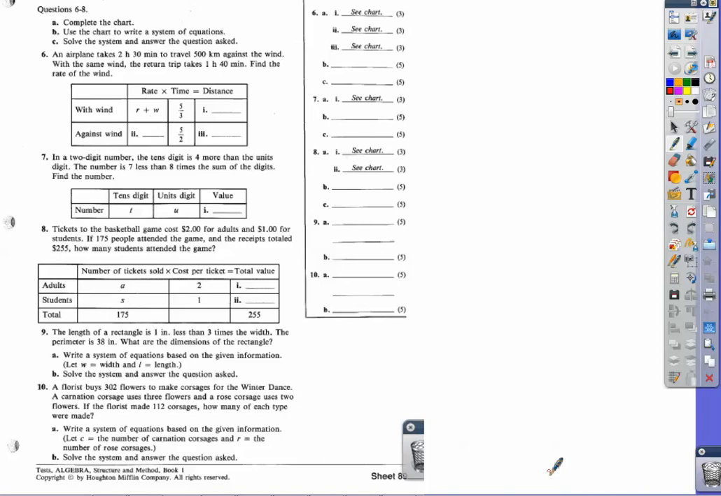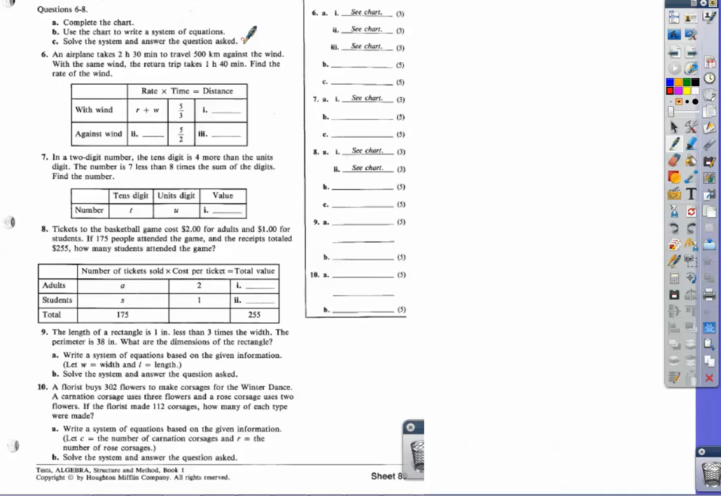All right, so for question 6, you have 3 parts. Part A is to complete the chart. Part B is to use the chart to write a system of equations. And then part C, you are going to solve the system of equations and answer the question that is asked.